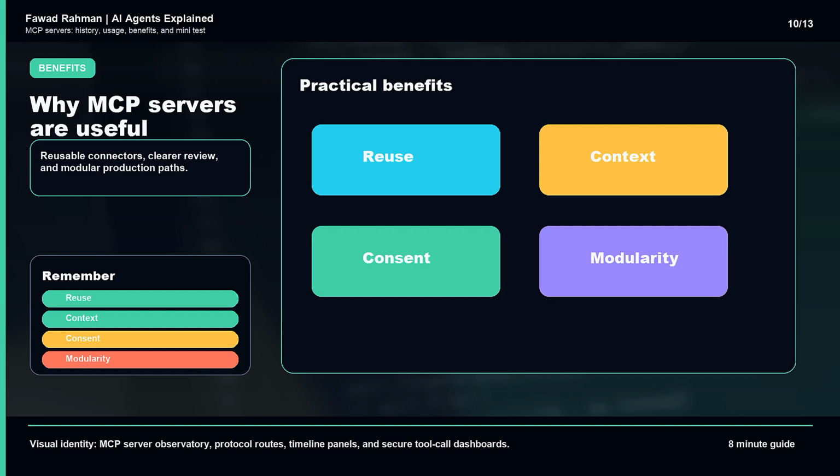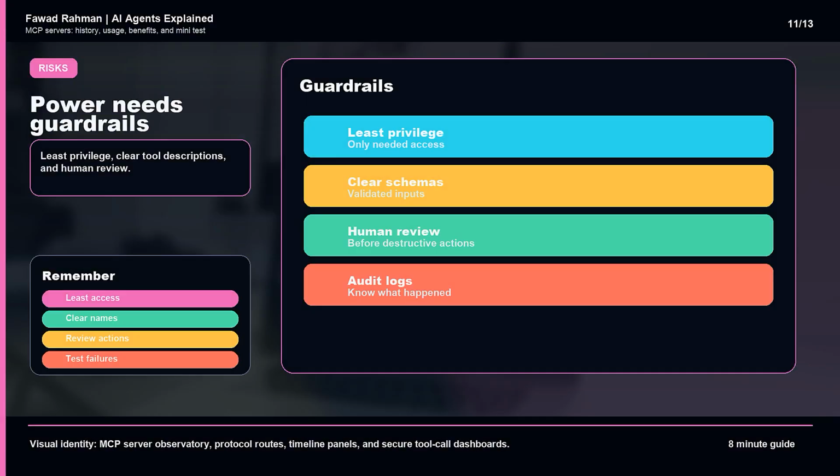For creators and learners, the benefit is simpler too. You can give an assistant real context without dumping everything into one long prompt. The same power that makes MCP useful also creates risk. A poorly scoped server may expose too much data. A vague tool description may cause the model to call the wrong action. A remote server may introduce authentication, privacy, or logging concerns.